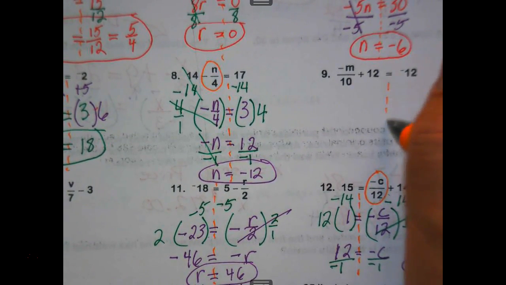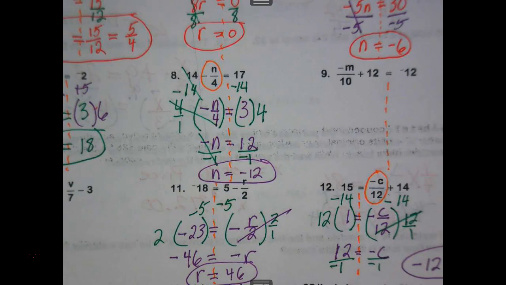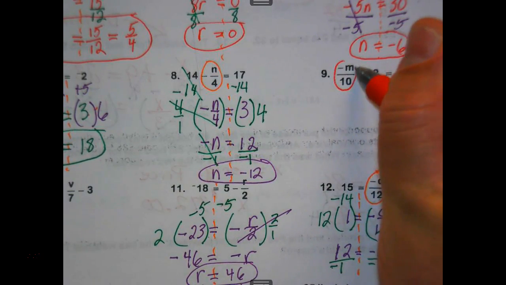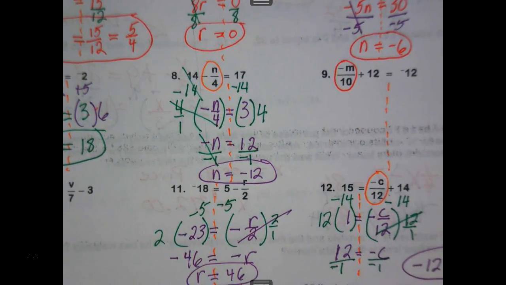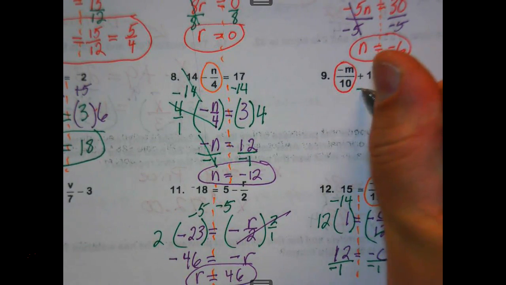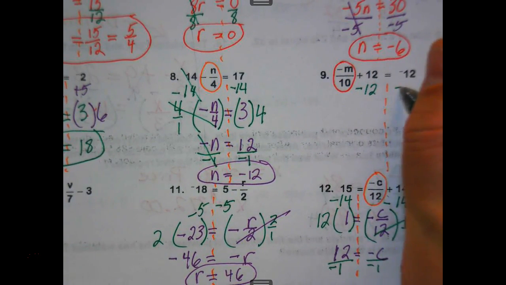All right. I have to get the negative m by itself. So I'm going to get that term by itself first. I'm going to subtract 12 from both sides.